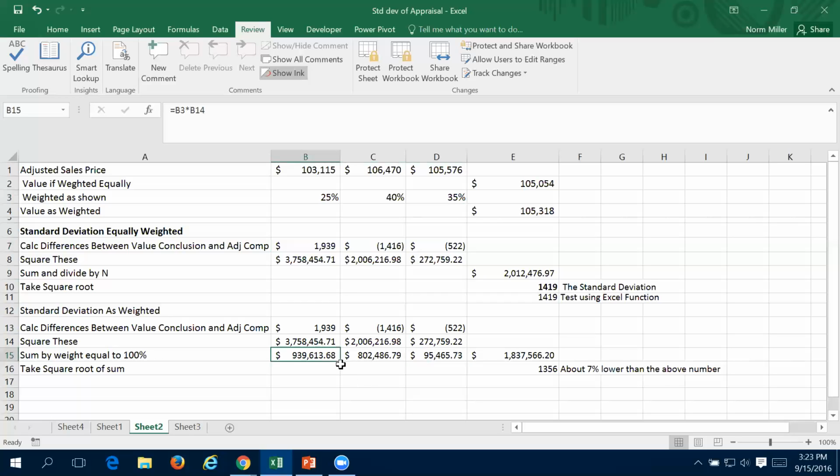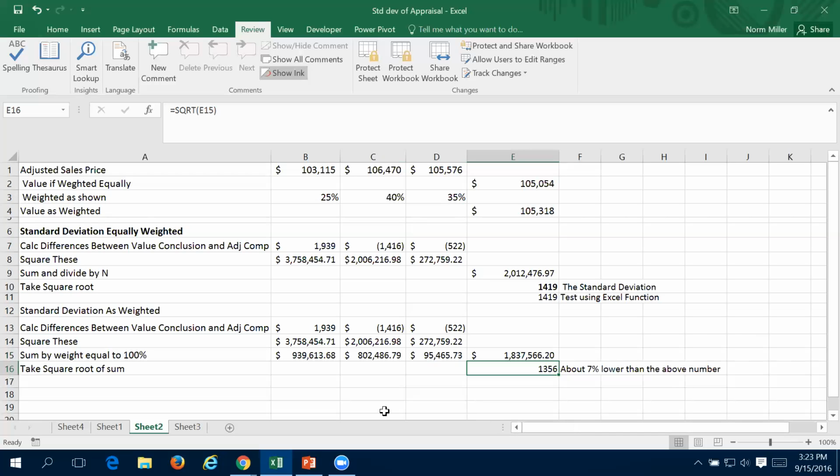So I weighted these differences, and you see I get a slightly smaller number now because I put more weight on a more similar comparable property. I recalculate my standard deviation, and you see that it's about 7% lower than the method above. Either of these methods makes sense. The second method, based on the weighting, might make the most sense.